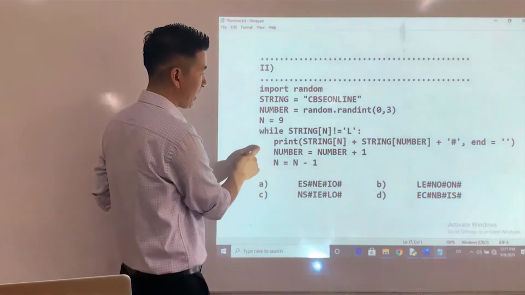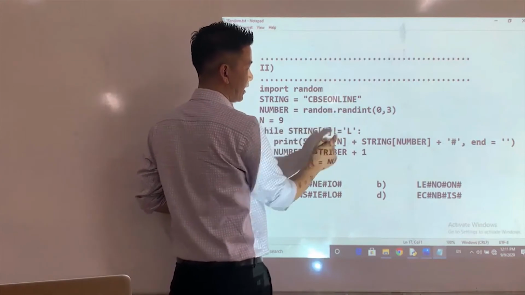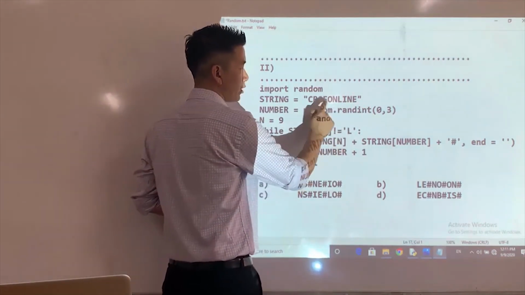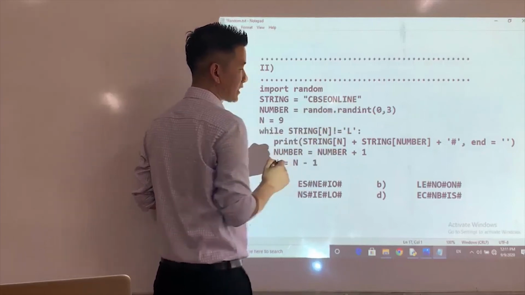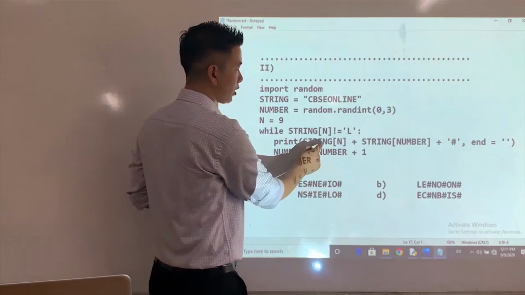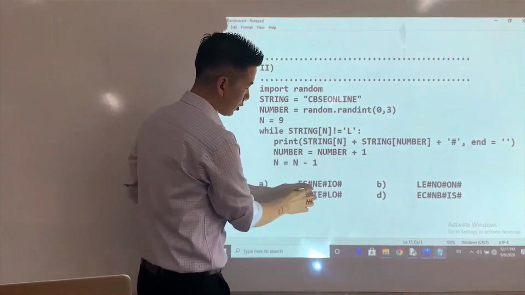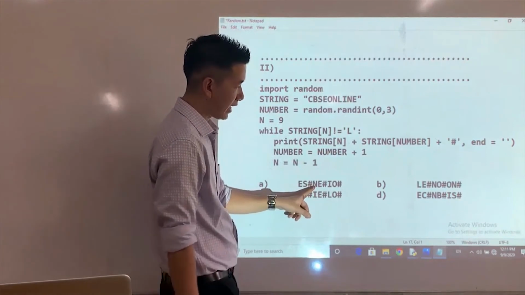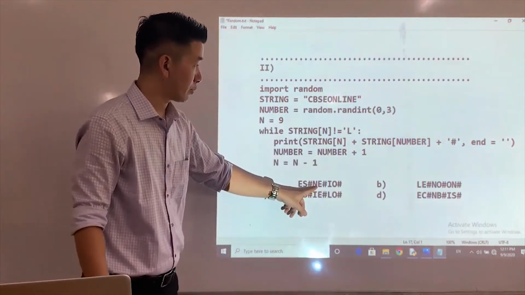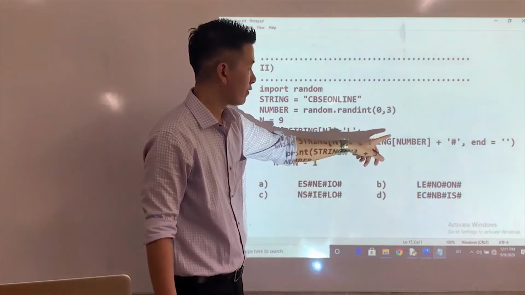And then again, string of 8. String of 8 is n. N is not equal to n. So this n's index is 8, so the condition is true. Again, string of n means you are referring to n, right? Option A has n, option D also has n. Both options seem correct. And then string of number.